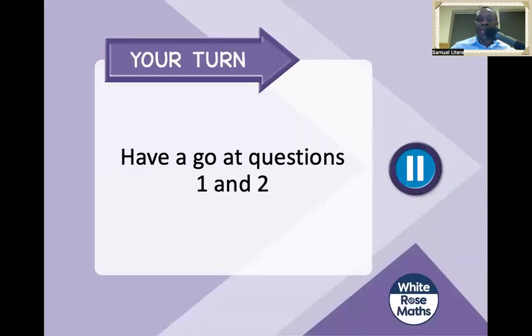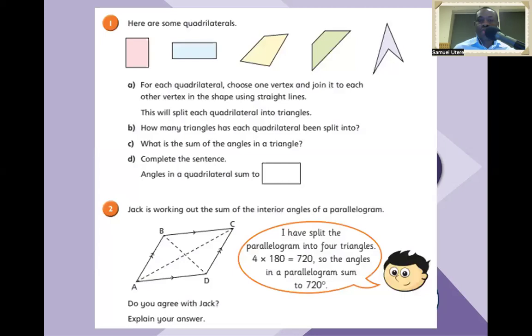It's now time for you to pause the video and practice what you've learned. So what you've learned so far is that the sum of the interior angles in a quadrilateral is 360 degrees. Quadrilaterals are 4-sided shapes. Pause the video and answer questions 1 and 2 in 3 minutes. Assuming you've paused the video and answered questions 1 and 2, here are the answers.